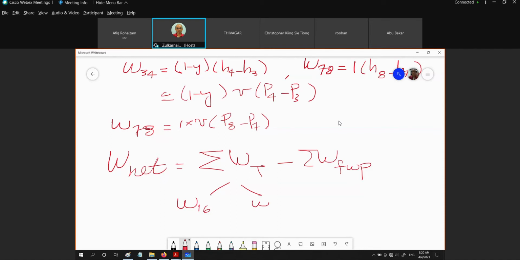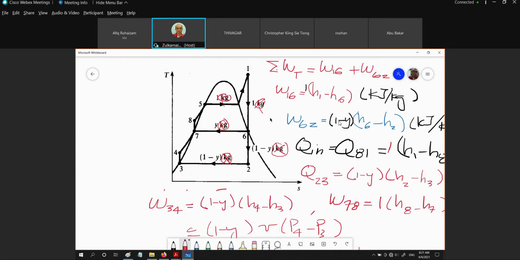This is W62. And right here also, we have 2 components of the W feed water heater, which are W34 and also W78. Okay? Right.